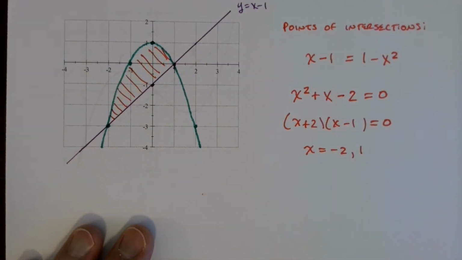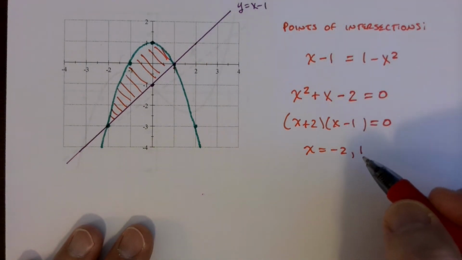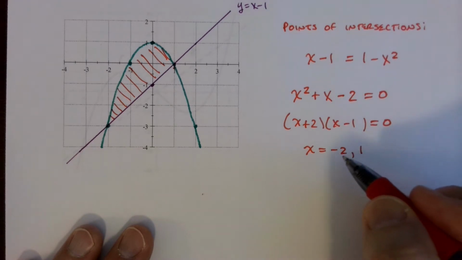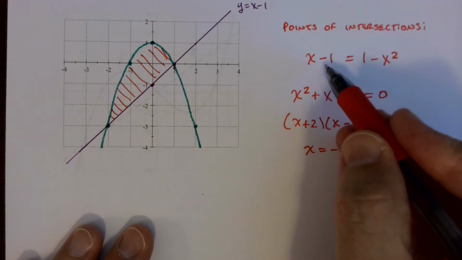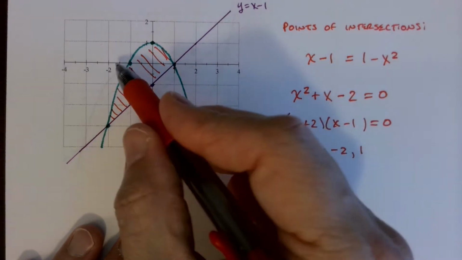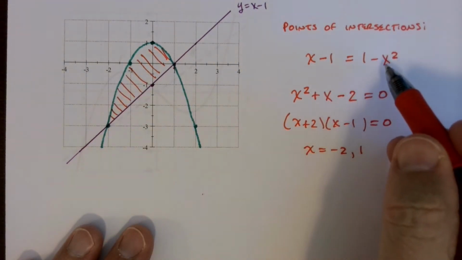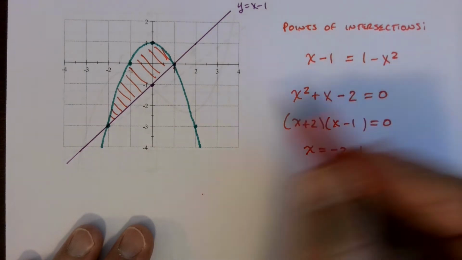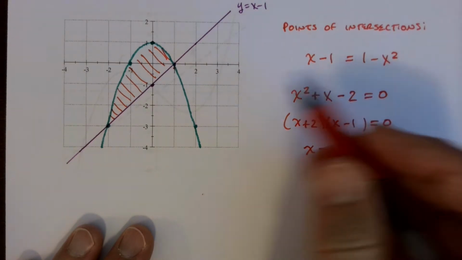And of course, what is y? Well, I can plug either one of these numbers into the original function. When x is negative 2, I get negative 2 minus 1, which is negative 3. Same for here: 1 minus negative 2 squared, 1 minus 4 is negative 3. That's that point there. Of course, when x is equal to 1, 1 minus 1, I get 0.